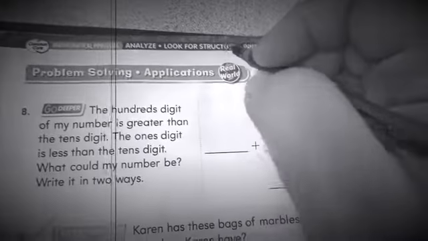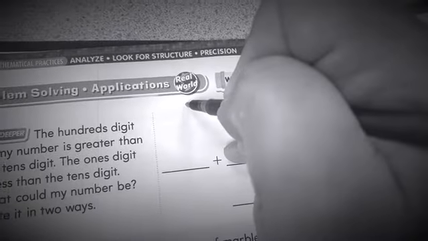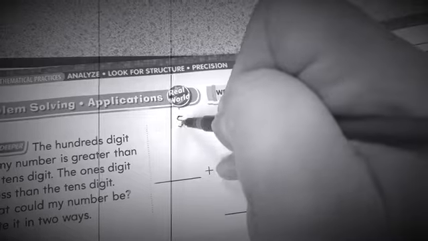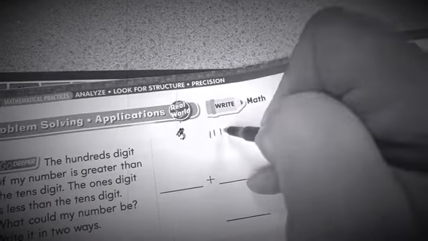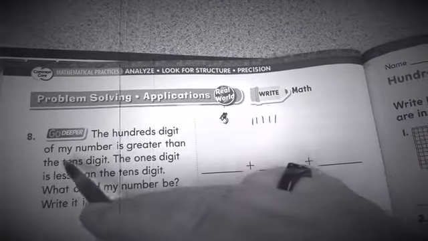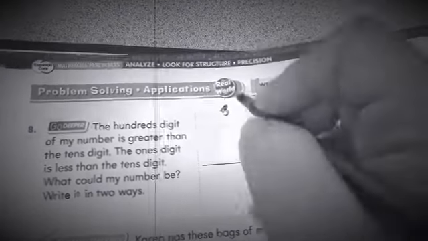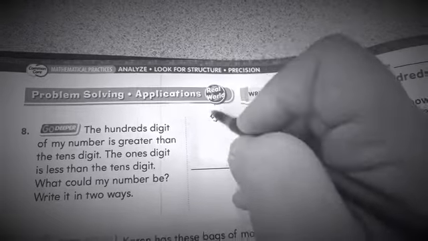So I'm going to do one here. This is not the answer I want you to have because there could be multiple answers. But let's say I say 5 tenths. So instead of doing that, I'm going to draw my picture. 1, 2, 3, 4, 5 tenths. Okay, my 100 has to be 1 digit greater. So what's 1 greater than 5?